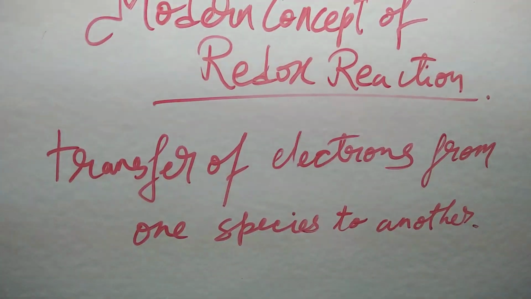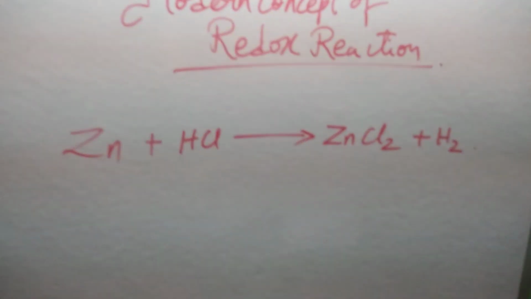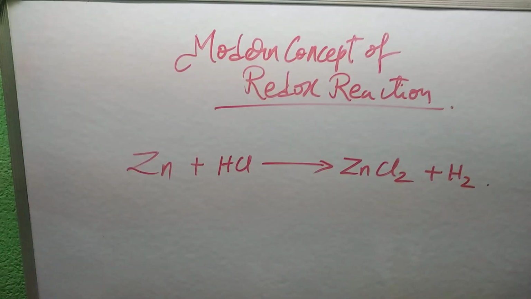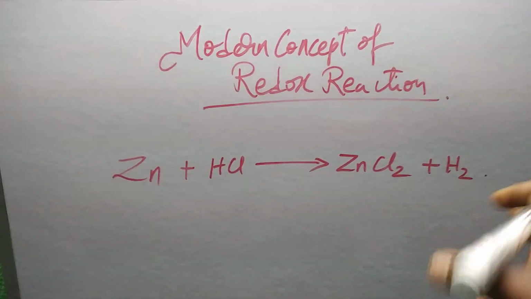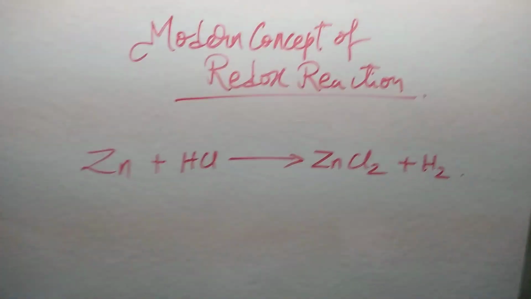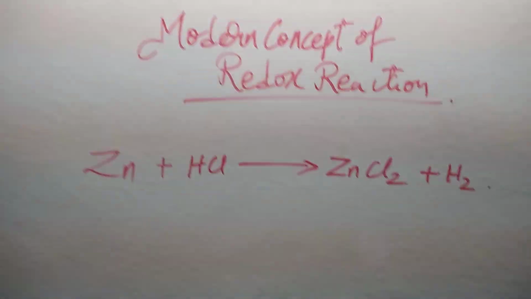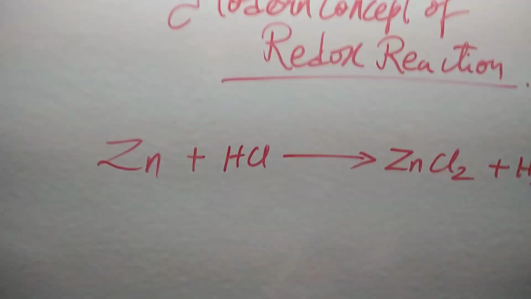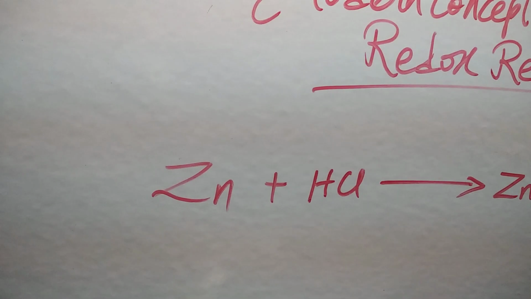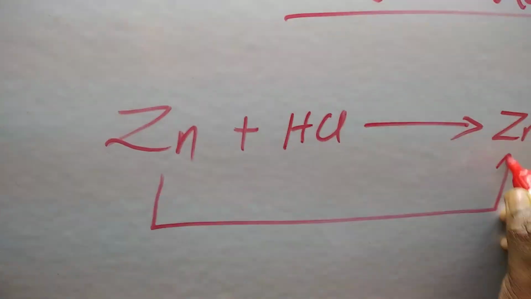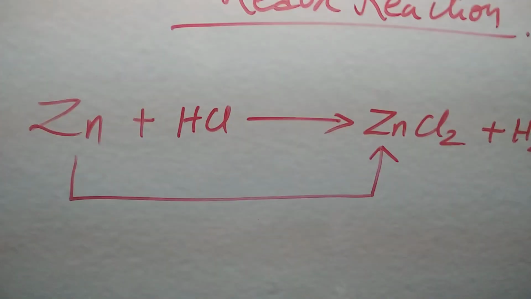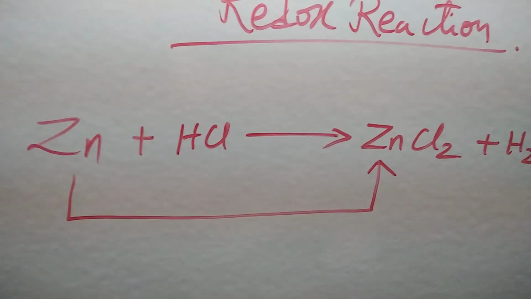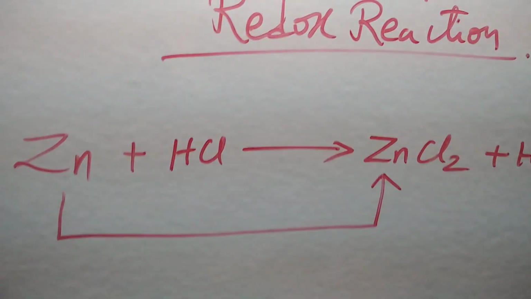Okay students, let's check it out. In this reaction, Zn plus HCl gives ZnCl2 plus H2. Let's see this in the classical way, means the classical method of the redox reaction. See, for Zn, here it becomes ZnCl2. Chlorine is an electronegative element, and addition of electronegative elements means it is oxidation.